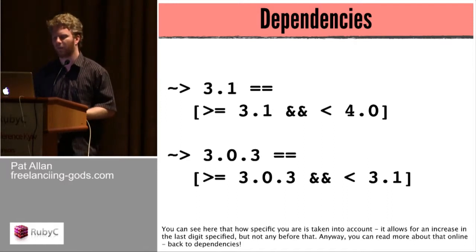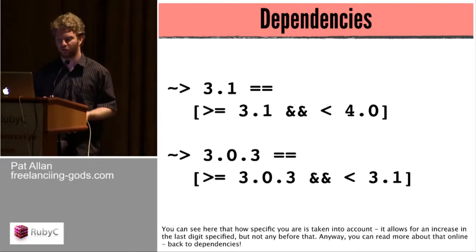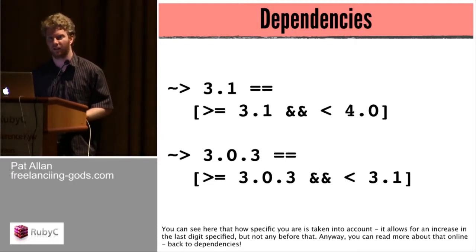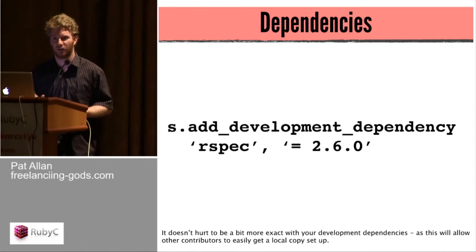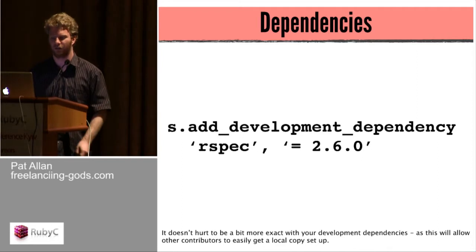So you can see here, we're saying, well, 3.1, so it can be 3 point anything that is 1 or greater, but it cannot be 4.0 or higher than that. And the other example, we're being a bit more specific, so it must be 3.0 point something that is 3 or greater. For development dependencies, I'm usually a bit more exact, just because if somebody else is getting it up and running, I don't want to be uncertain with which versions they're dealing with. I want it to be really simple and just go, right, use exactly this version to work on this gem.